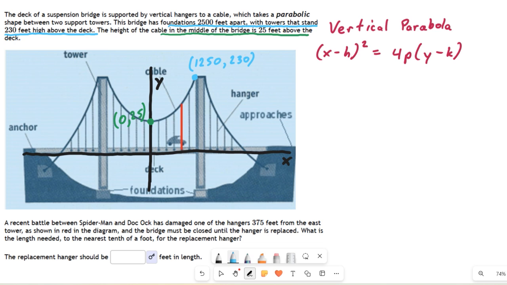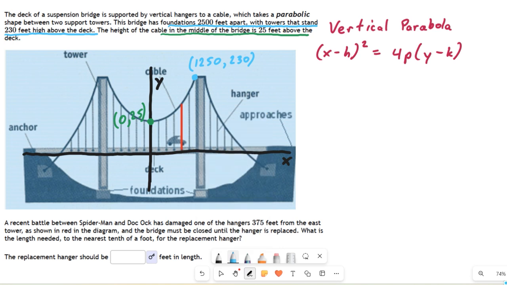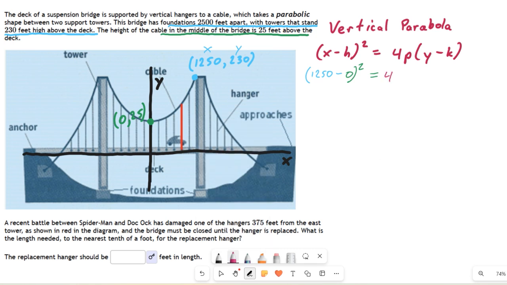So, let's put those into our equation, see what happens. So I have an x value, and I'm putting in the blue numbers here, that high point as my x, y. That's going to be 1,250 minus, and now I put in my h number right here, which was 0. Okay, so that thing squared equals, I still have 4p. I don't know what 4p is. That's a little bit of a mystery right now, and I need to solve that if I'm going to finish this problem.